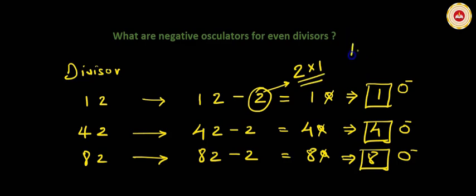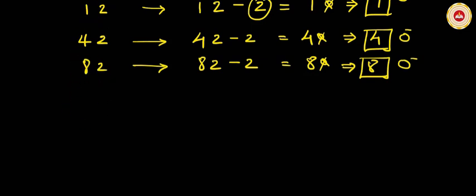See, when we calculate a kanon, this 12 is that 12, okay. So when we calculate a kanon of this 12, then we subtract 1 from this 12 and we get 11. Subtract 2 times a kanon from 12, 2 times 1, subtract this 2 from 12, we get 10. So this 2 is 2 times a kanon, okay. So now if the divisor is 14, how to calculate negative osculator for the divisor 14?